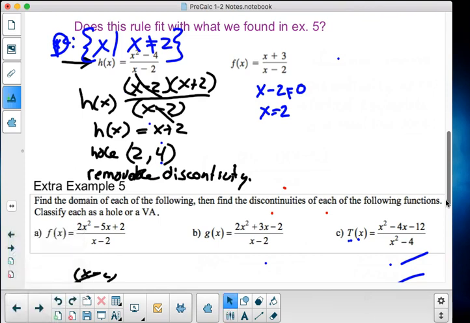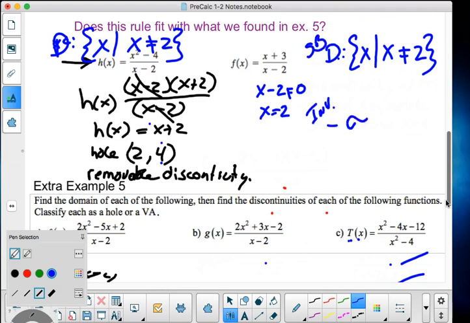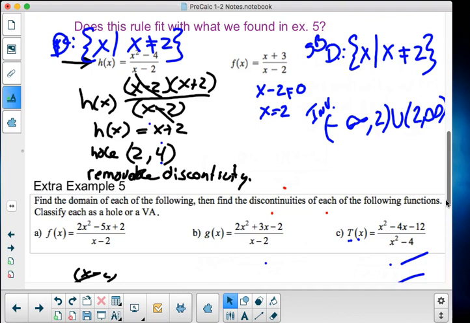Here, I've got a vertical asymptote at 2 on this value. So now my domain, again, x can't be 2. That's my set builder. My interval notation is from negative infinity to 2, and from 2 to infinity. It can't be exactly 2 when I'm doing this. Are those making sense?